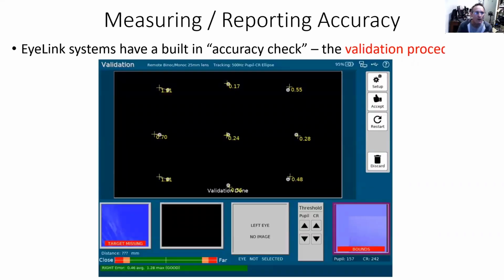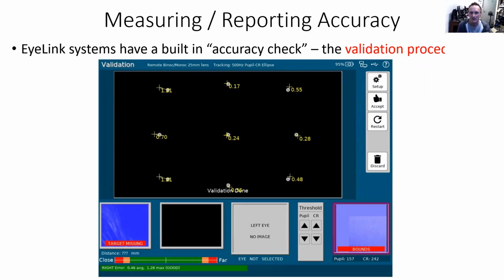Now, before we delve into the details of how you would compute accuracy in your own data, it's worth bearing in mind that if you are doing a calibration and following it with a validation, then you have a built-in accuracy check. This is exactly what the validation is doing.